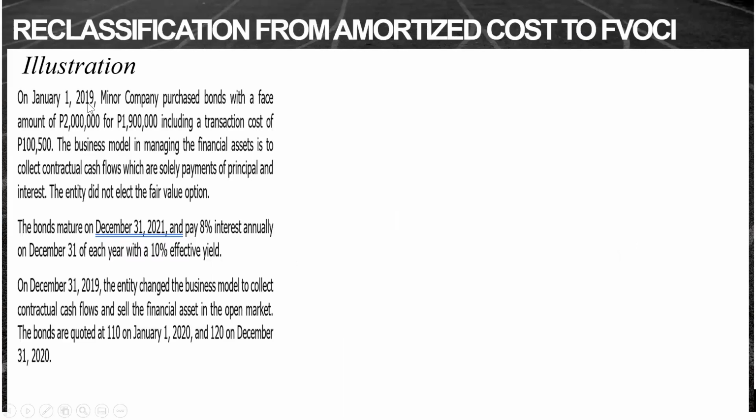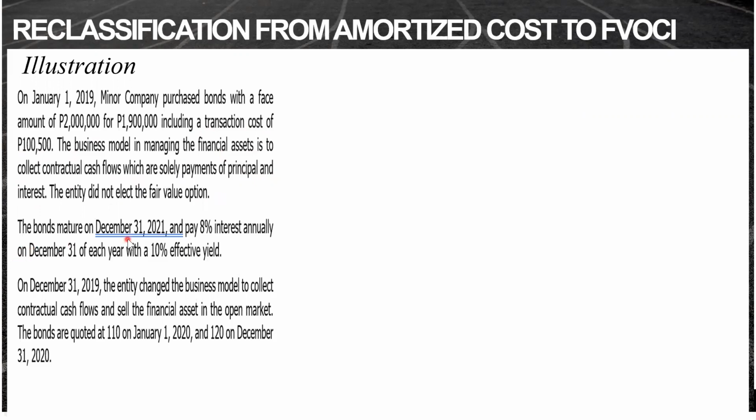So on January 1, 2019, minor company purchased bonds with a face amount of 2 million for 1.9 million, including a transaction cost of 100,500. So the business model in managing the financial asset is to collect contractual cash flows, which are solely payments of principal and interest. The entity did not elect the fair value option. So, ibig sabihin, class, itong investment na ito ay mineasure siya at amortized cost.